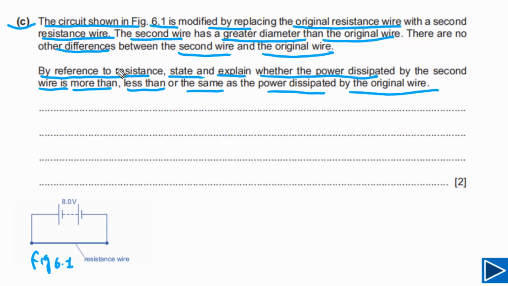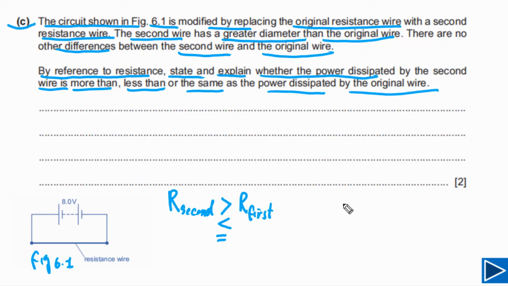As in the question, it is mentioned by reference to resistance. So first of all, we need to consider whether the resistance of the second wire is greater than the resistance of the first wire, or less than the resistance of the first wire. So this is the point we need to understand. Is it greater, or is it less, or is it equal? These things we have to consider.